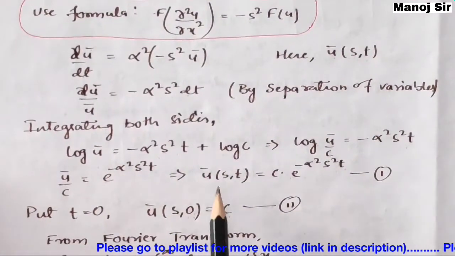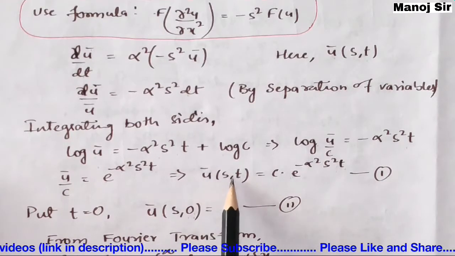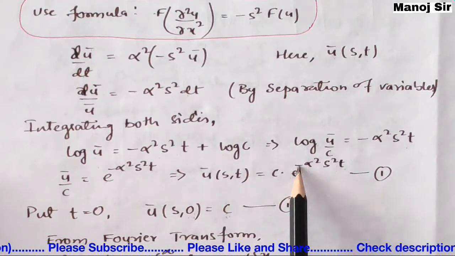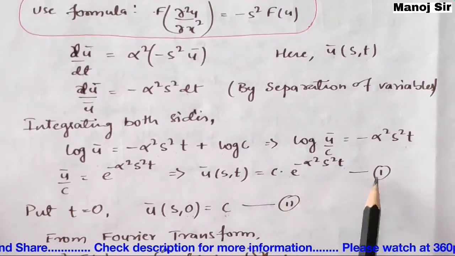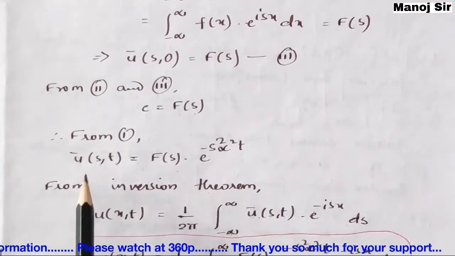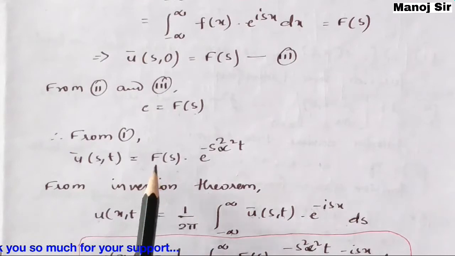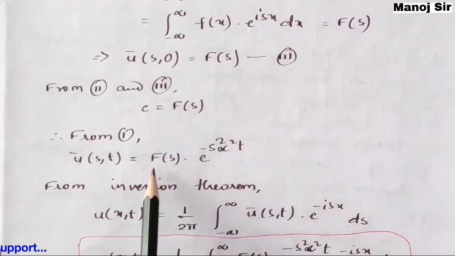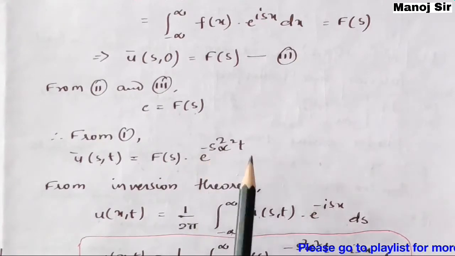Now we'll come to equation number 1. What is equation number 1? That is u bar of s comma t, a function of s comma t, equal to c into e to the power minus alpha square s square t, and we have the value of c. So u bar of s comma t equals, what is c? That is f bar of s, the Fourier transform of f at s, into e to the power minus s square alpha square t.